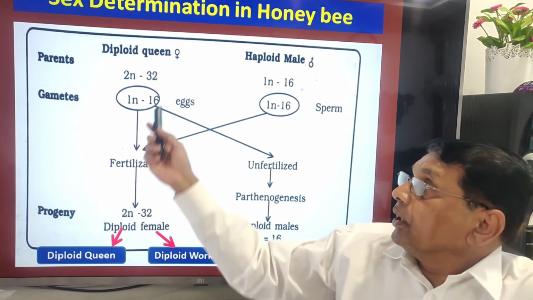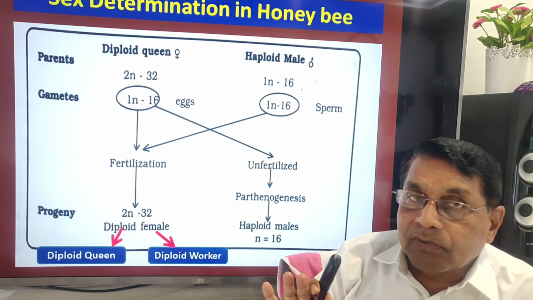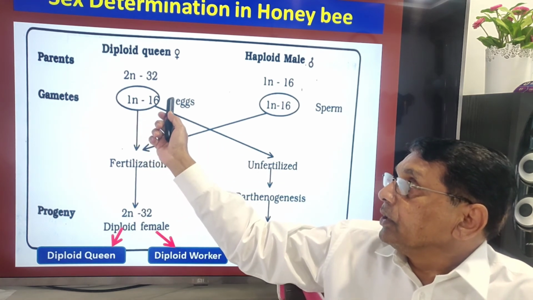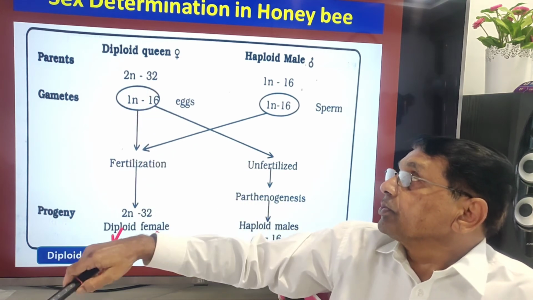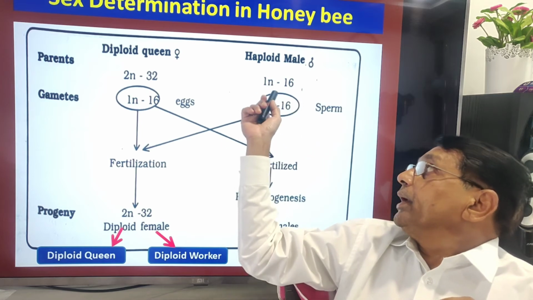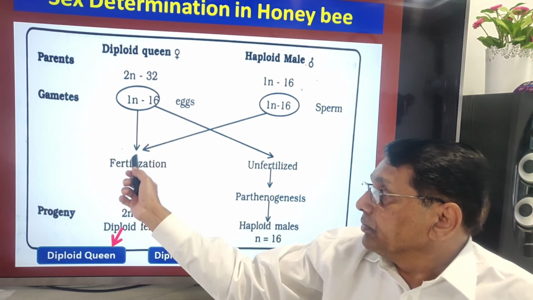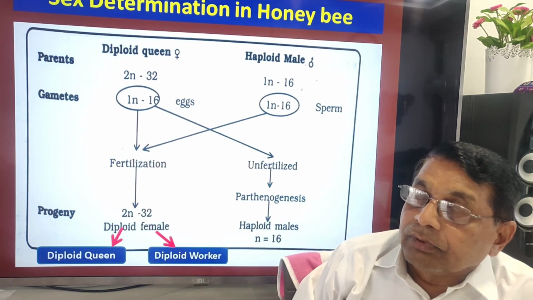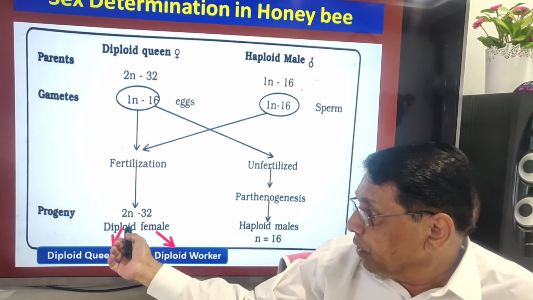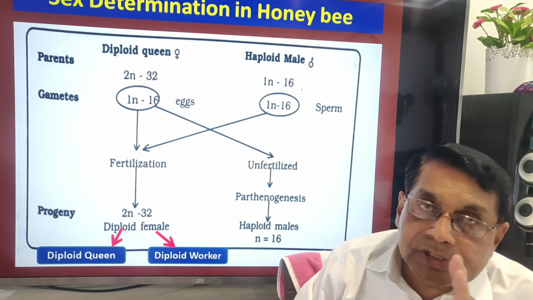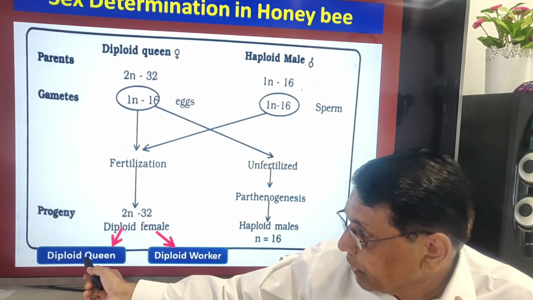So this is how haploid males are fertile. Diploid workers are not fertile. It produces gametes, meiosis division, 16 chromosomes. But here sperms by mitosis. So fertilization takes place. N plus N, 16 plus 16, 32. Diploid female. So in the diploid females, out of many, only one will develop into queen.